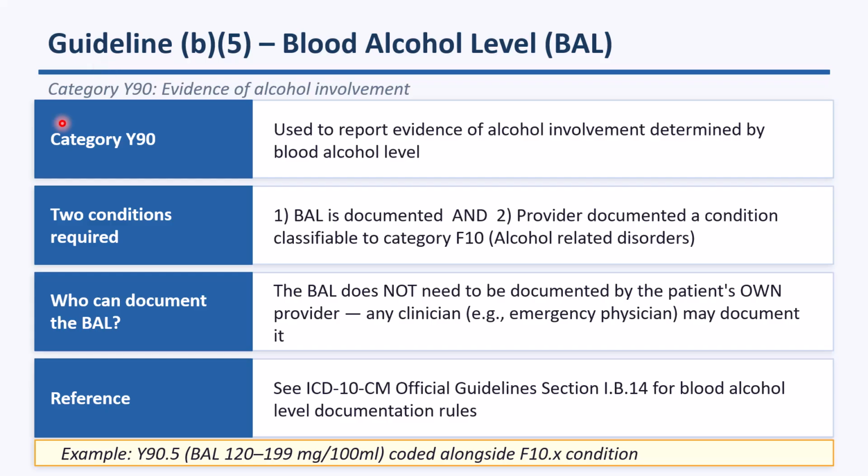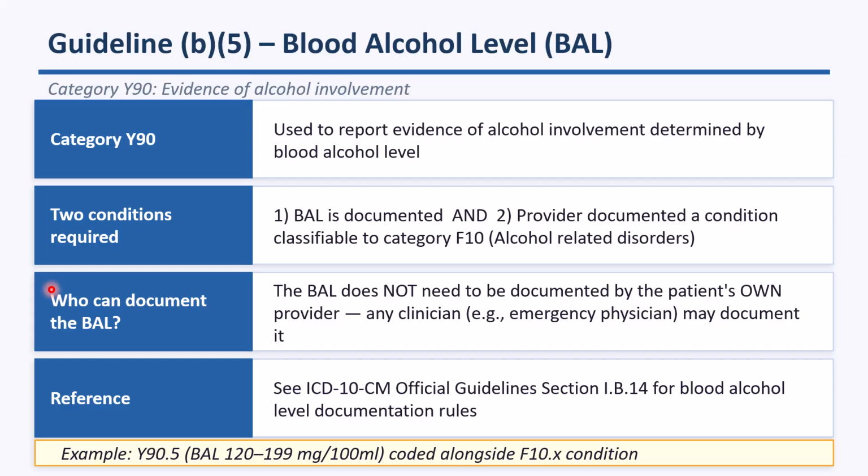There are two things that need to be in place to use a Y90 code. Number one, the blood alcohol level has been documented, and number two, the provider has documented a condition classifiable to category F10, that is alcohol related disorders. So here's the part that surprises people.